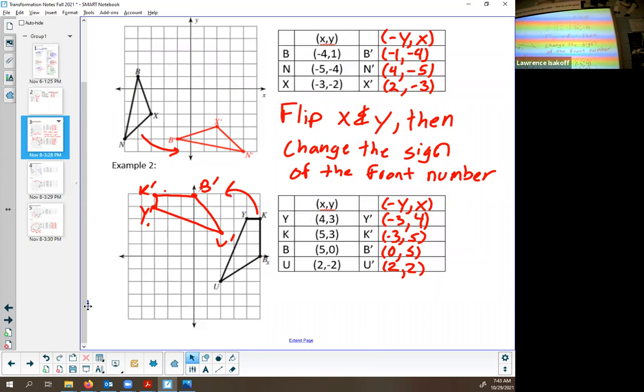Does that make sense on how a 90-degree rotation can work? I'm going to say it's not common sense. So we need to make sure you have these rules written down.